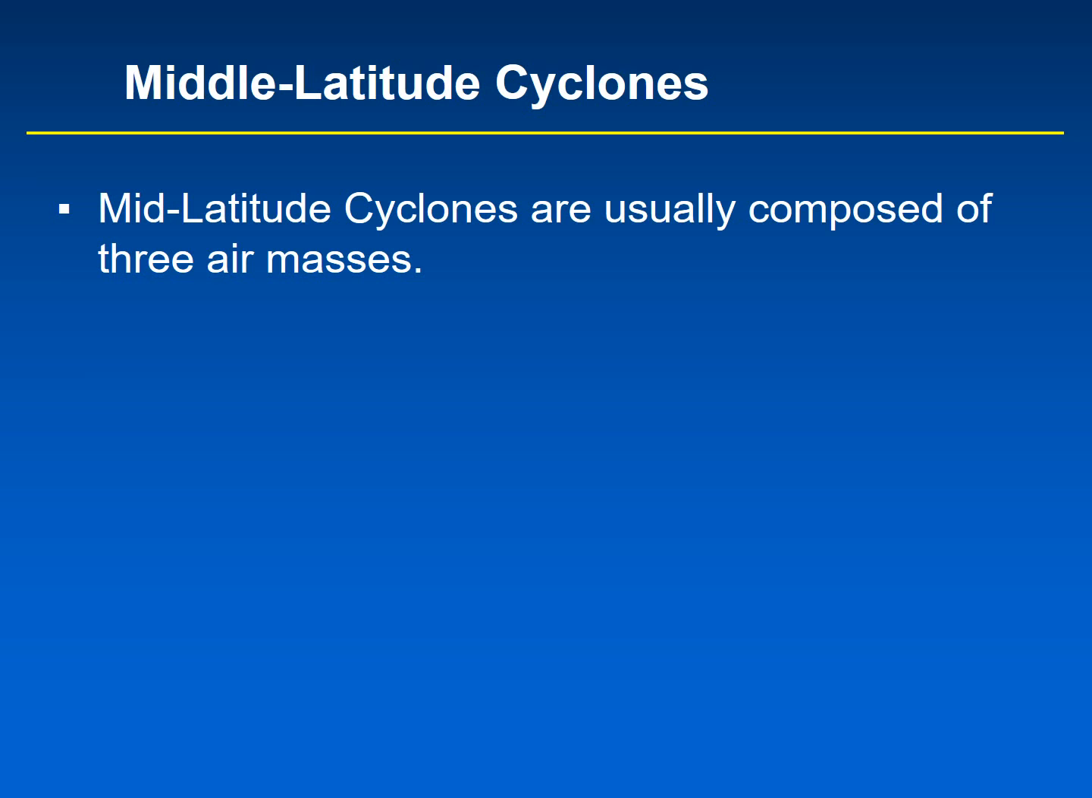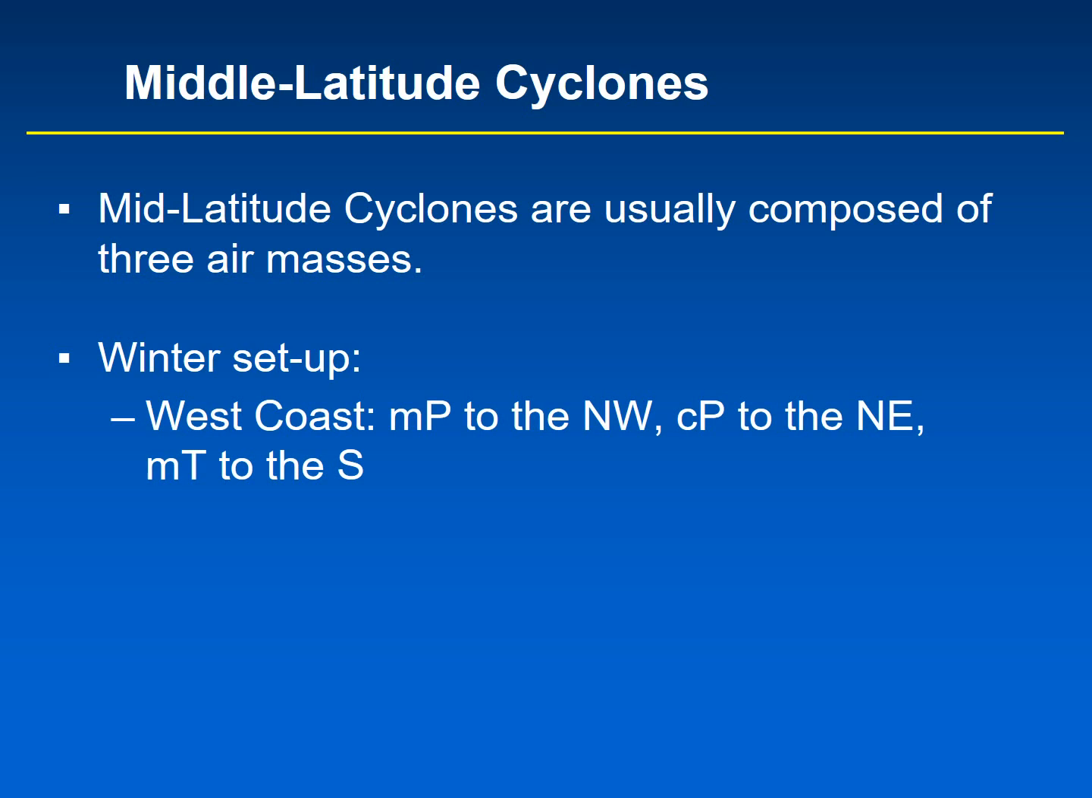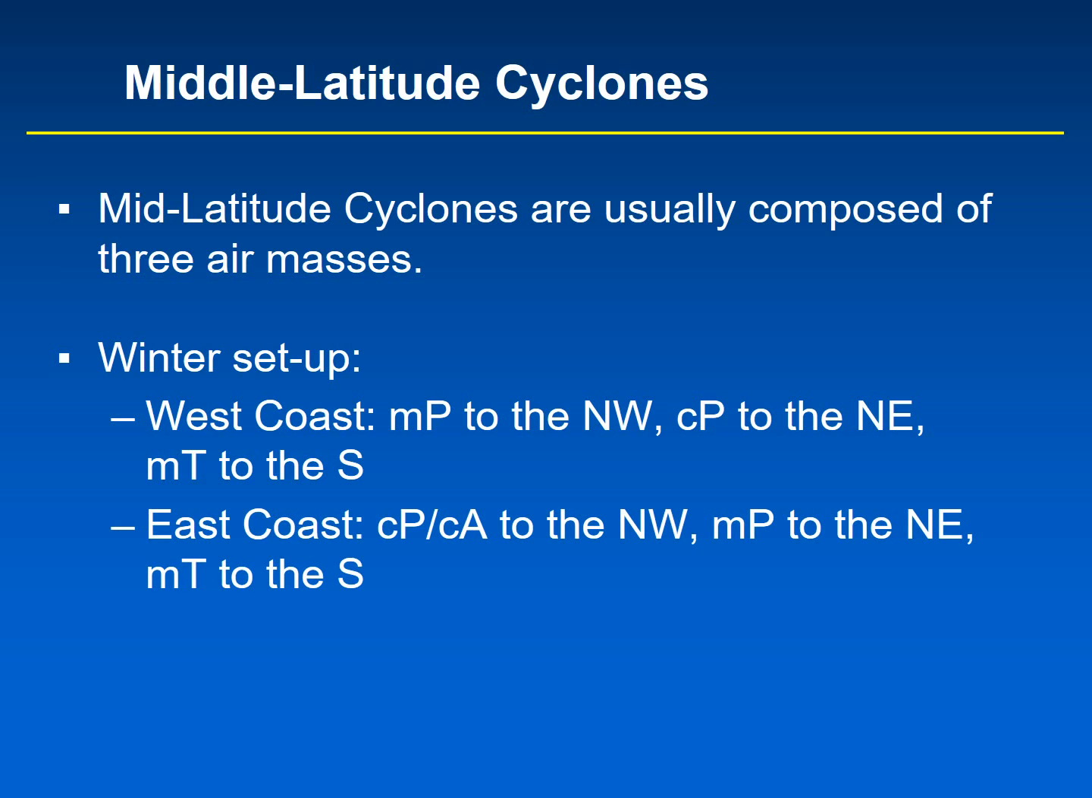In the wintertime, middle latitude cyclones traveling along the west coast have a maritime polar air mass to the northwest, a continental polar air mass to the northeast, and a maritime tropical air mass to the south. While those mid-latitude cyclones that move over the east coast in wintertime have a continental polar or even continental Arctic air mass to the northwest region, a maritime polar air mass to the northeast region, and a maritime tropical air mass to the south.